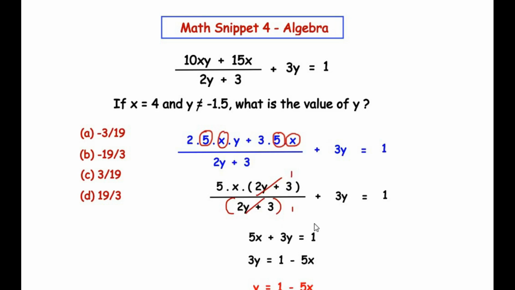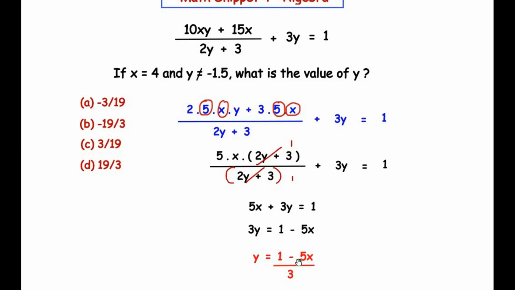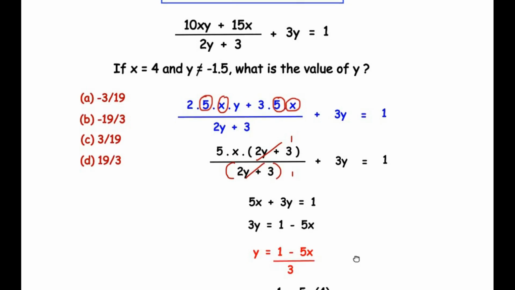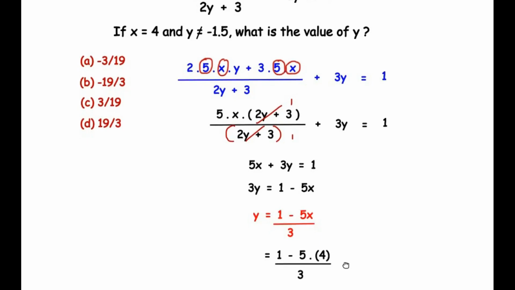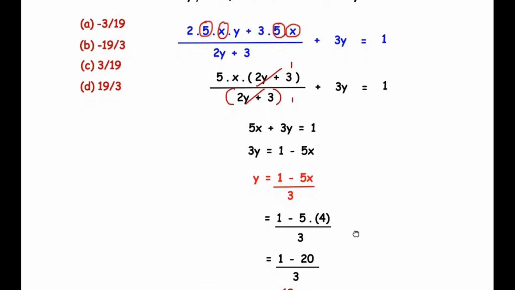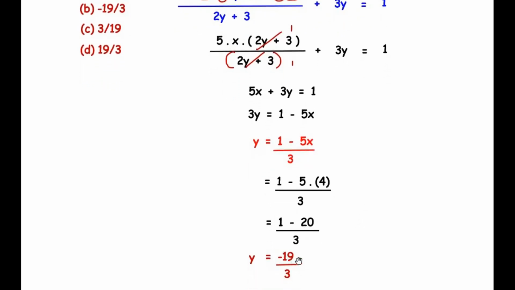Now taking 5x on the other side of the equal to sign, we get 3y is equal to 1 minus 5x. Now taking 3 on the other side of the equal to sign, we get the equation of y as 1 minus 5x whole thing divided by 3. Now since the value of x is given as 4, we can plug in its value in this equation. Simplifying it, 1 minus 5 times 4 is 20. So we get 1 minus 20 over 3, or the value of y is going to be 1 minus 20, which is negative 19. So negative 19 over 3. So this is going to be the value of y.